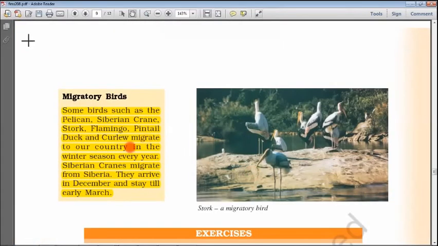Migratory birds: there are many bird species, as we spoke. We have many migratory birds coming into India, like Siberian crane, pelican, stork, flamingo, pin-tailed duck, curlew, etc. They migrate to our country in the winter season every year. Siberian cranes migrate from Siberia. They come in the winter season.